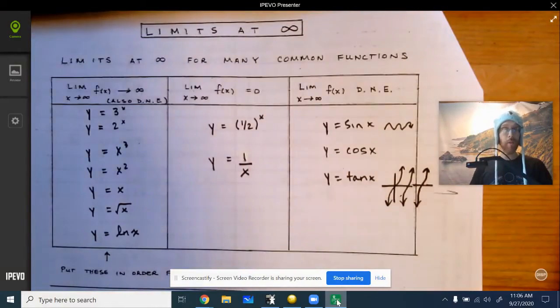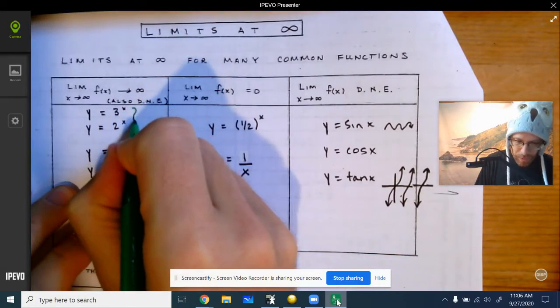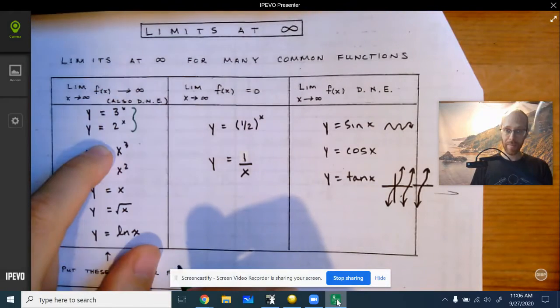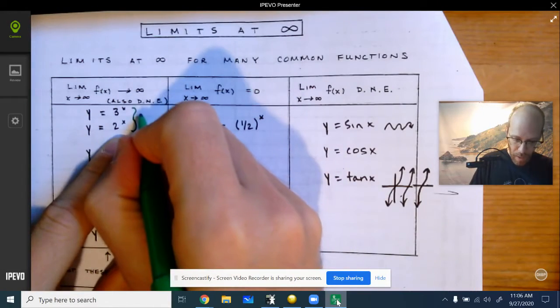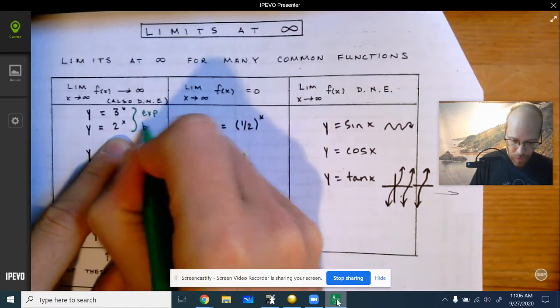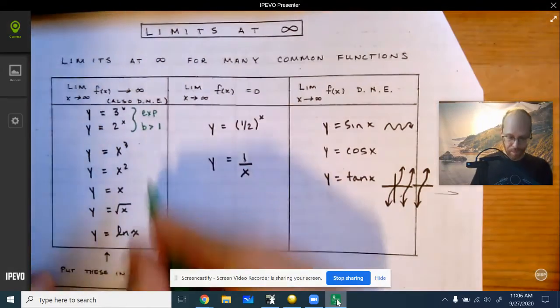So here's our results, and let's summarize these. If you're looking at those things that go to infinity, those that get to infinity the fastest will be those that are exponential with a base that is larger than 1. And obviously, as the base gets bigger, it goes faster.